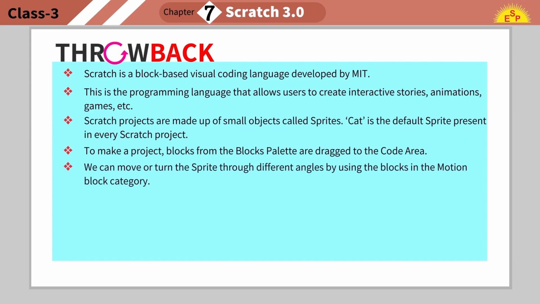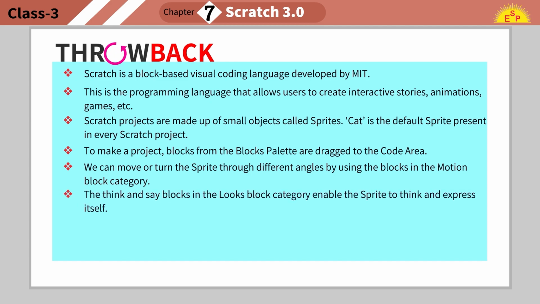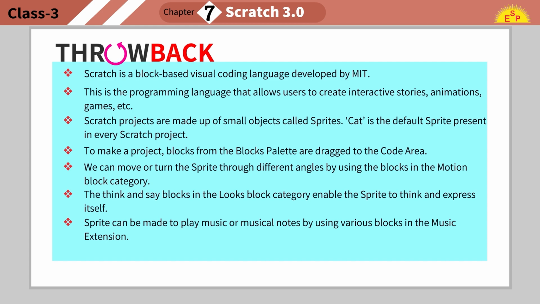We can move or turn the sprite through different angles by using the blocks in the Motion block category. The Think and Say blocks in the Looks block category enable the sprite to think and express itself. Sprite can be made to play music or musical notes by using various blocks in the Music extension. The file extension of Scratch project is .sb3.